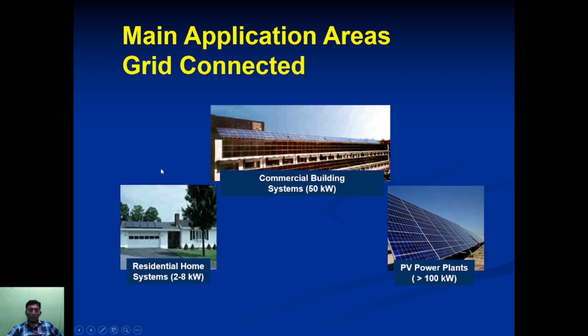These are some applications of the grid connected system. For residential it is 2 to 8 kilowatt, for commercial buildings it is about 50 kilowatt, and for solar plants or solar farms we have more than 100 kilowatt. This is for commercial purposes. For a huge amount of electricity, these types are very low, this is somewhat high, and this is very high. This is applicable for solar power plants.